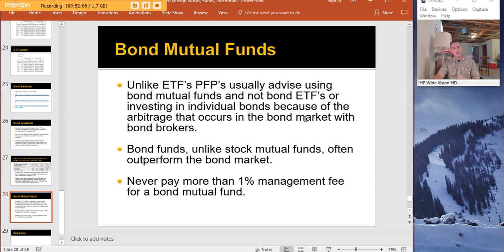Unlike ETFs, most financial professionals would typically advise using bond mutual funds, and not a bond ETF, or investing in individual bonds, because of the arbitrage, which is the difference in price. We were talking about efficient markets before, and there are often bond dealers and brokers. There will be huge differences when those bonds are sold individually, between maybe what the going rate is and what they're actually being sold for. That portion, or arbitrage, is the commission for the bond dealer. So that's why I'd advise using a bond mutual fund and not a bond ETF, or buying individual bonds. And unlike most stock mutual funds, bond funds have been shown to outperform the bond market. Remember, you don't want to pay more than a 1% management fee on that.